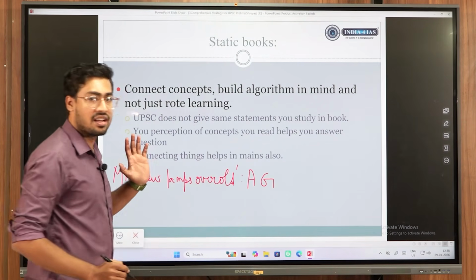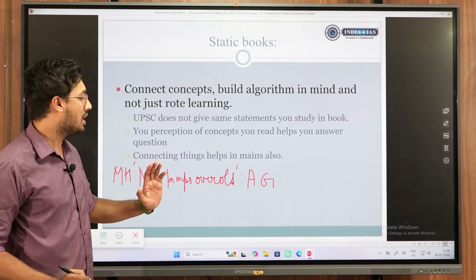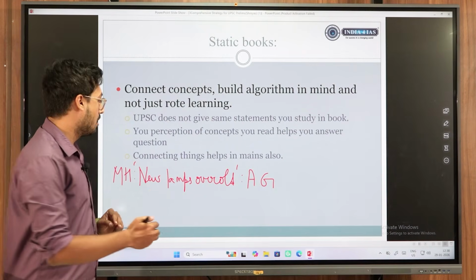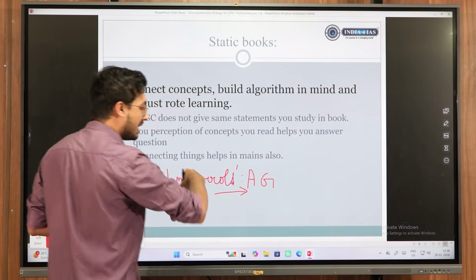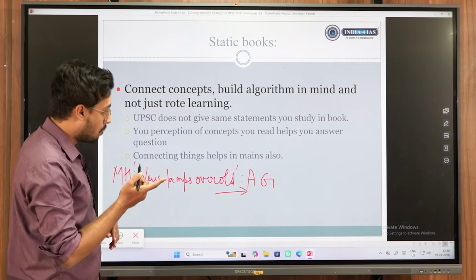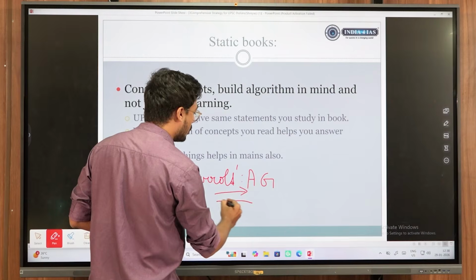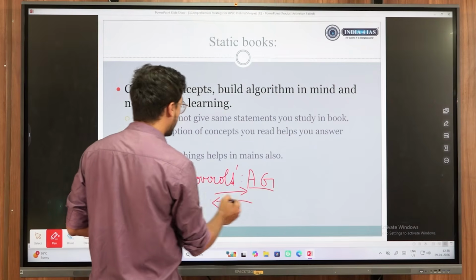So when we study static, what do we need to do? We need to do a reverse study. When we study "New Lamps for Old," we remember that it is by Aurobindo Ghosh, but we need to do the reverse. We need to think about why Aurobindo Ghosh would have written such an article.